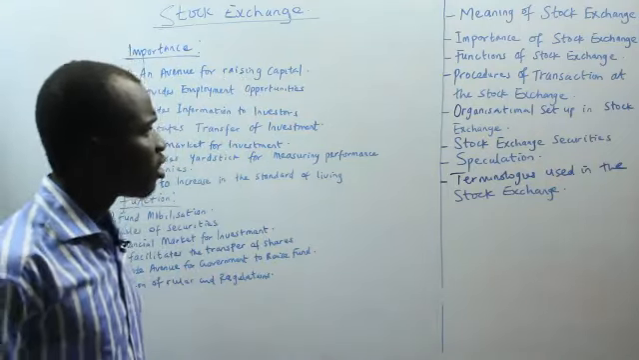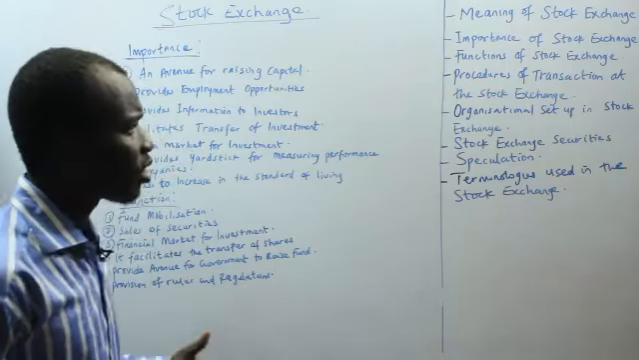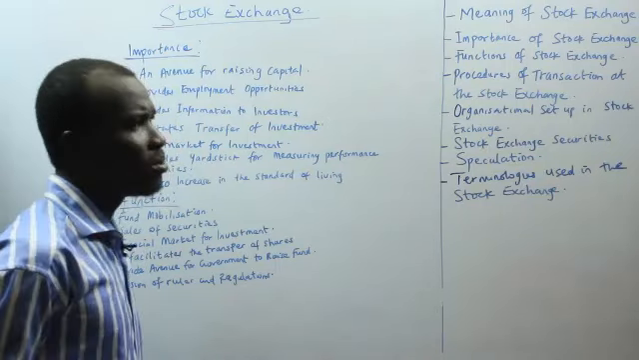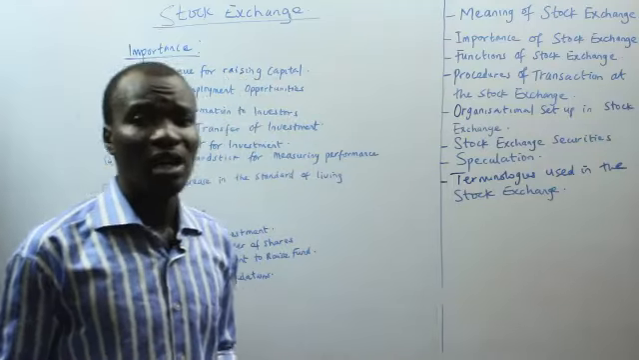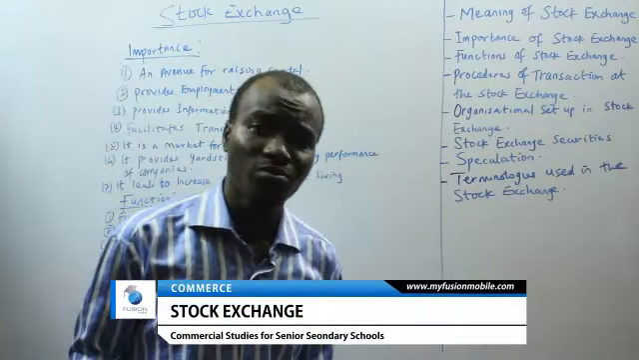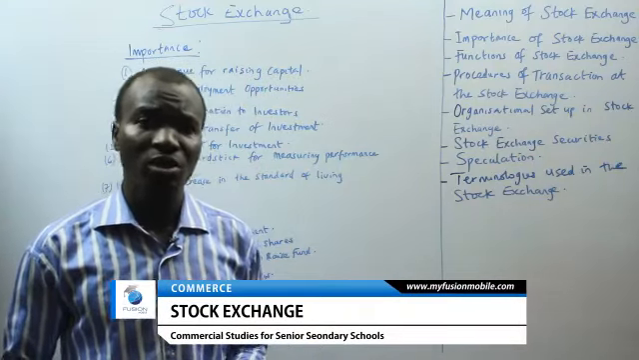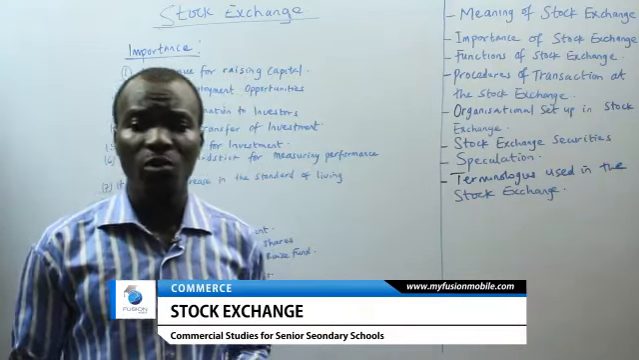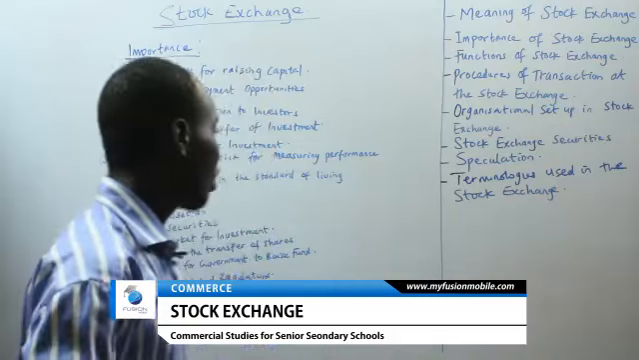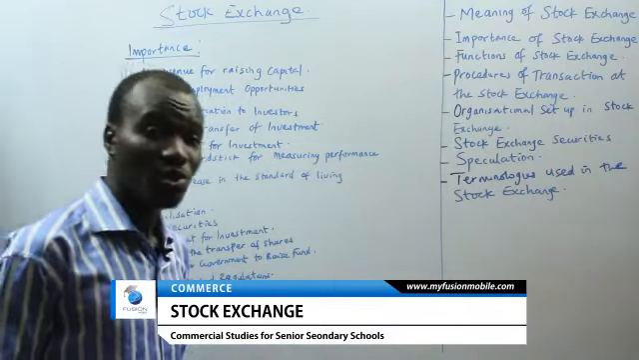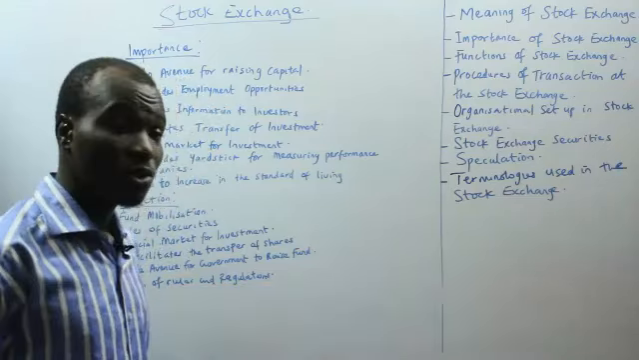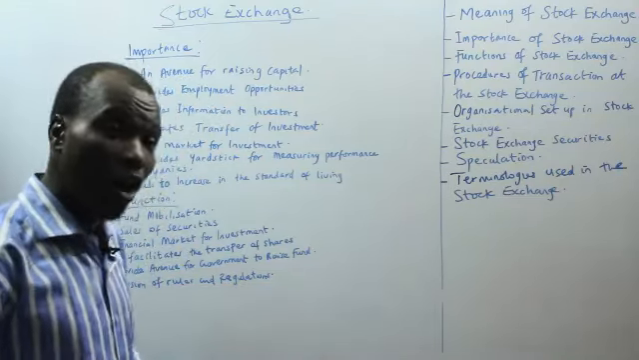Now let's look at the function of the stock exchange. Number one is fund mobilization. Stock exchange ensures that there is mobilization of funds. Funds should be able to mobilize, so you are able to mobilize funds from one investor to another in the economy. And also sales of securities, so securities are sold in the exchange. That's one of the functions of the stock exchange.